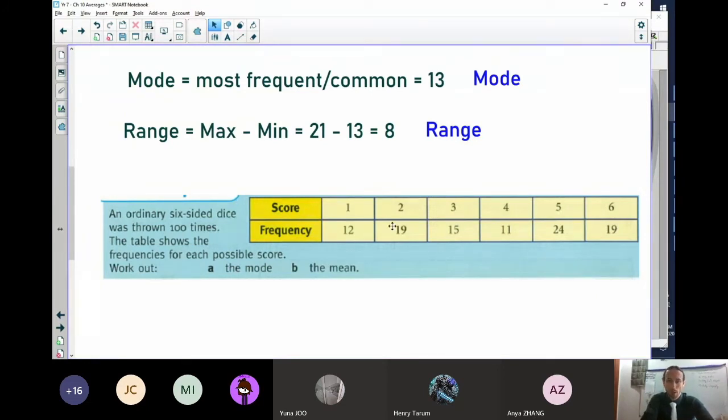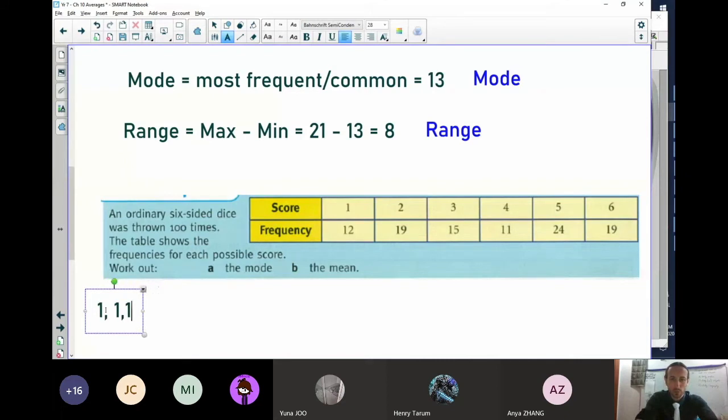Okay? All right. So basically what this frequency table does is it allows us to write down a whole bunch of data, okay, without writing down every single piece of data. Because imagine if we had to write all of these down and then arrange them. So imagine that would be like 1, 1, 1, 12 times. I'd have to write 1, 1, you know, 1, etc., and so forth. And then I'd have to write 2, 19 times. And then I'd have to write 3, 15 times, and 4, 11 times, and 5, 24 times, and 6, 19 times.